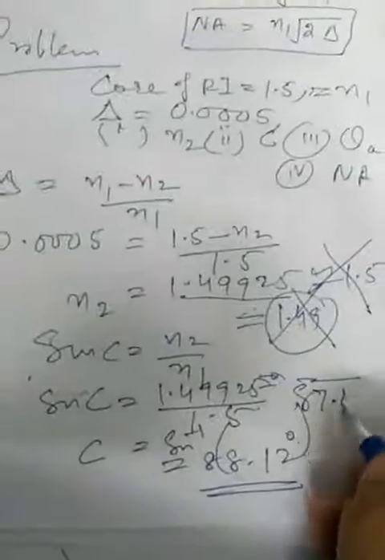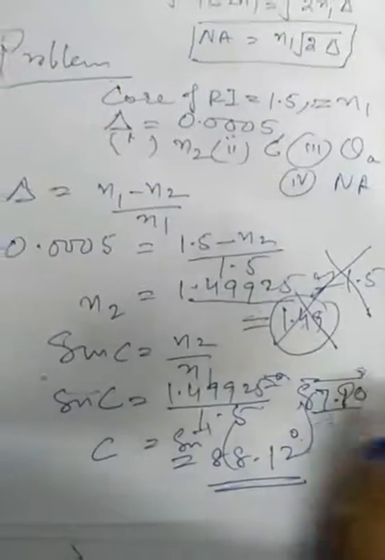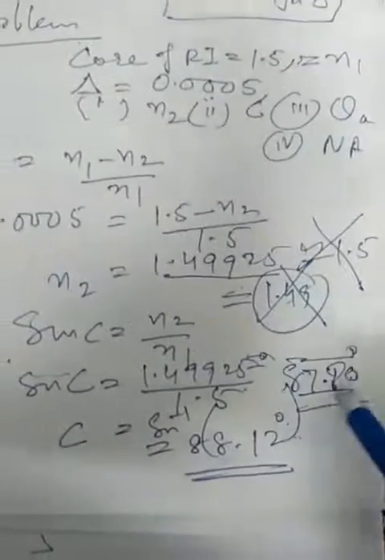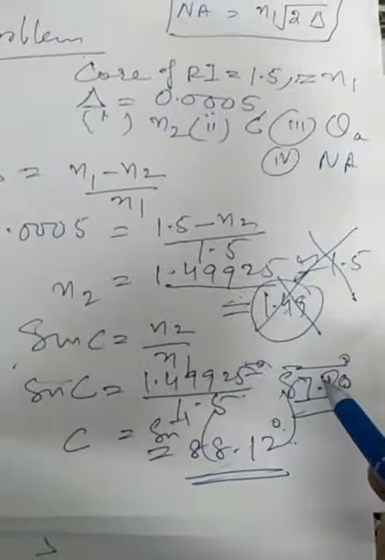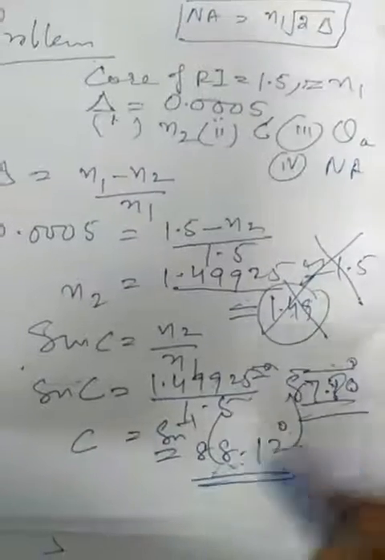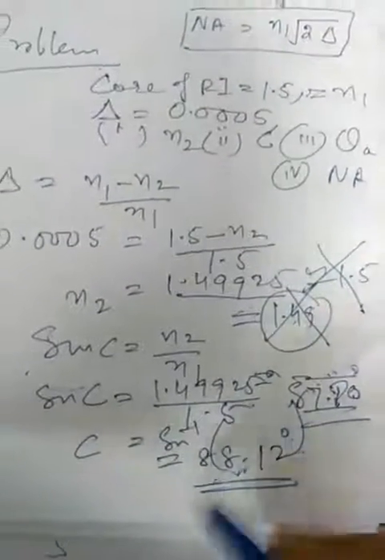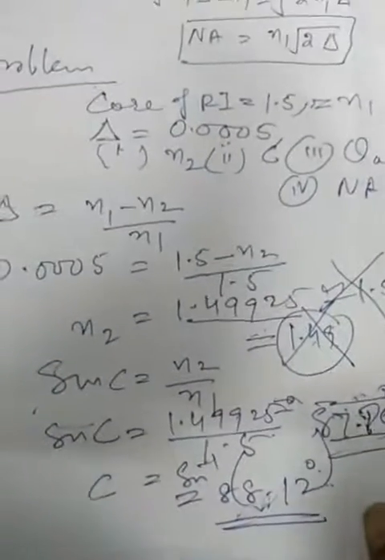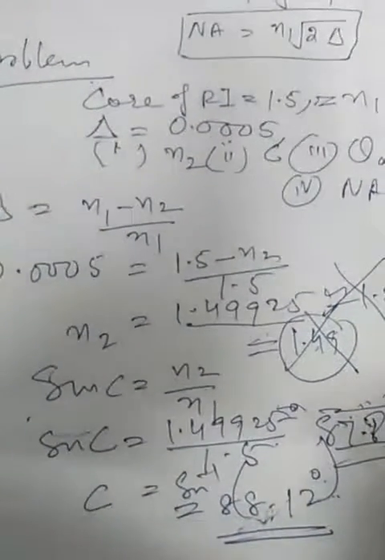So if your angle comes out to be 87.78 degree or 87.8 degree, it means your critical angle is this one. Critical angle means the angle at which the light will be cut off is up to this one, but actually the light is cut off at this angle. So that means this calculation will make your numerical wrong. That's why the calculation part and the numerical part are very, very sensitive in this chapter, so you have to take care of it.